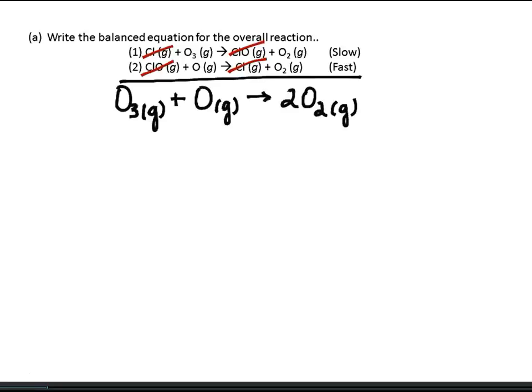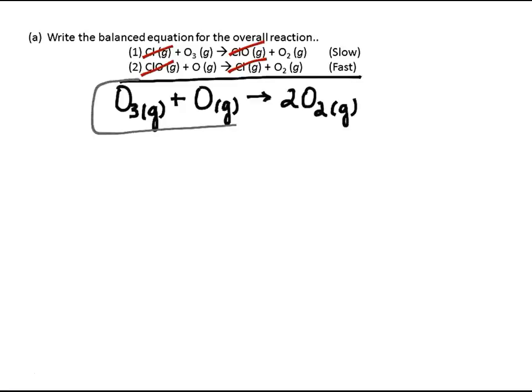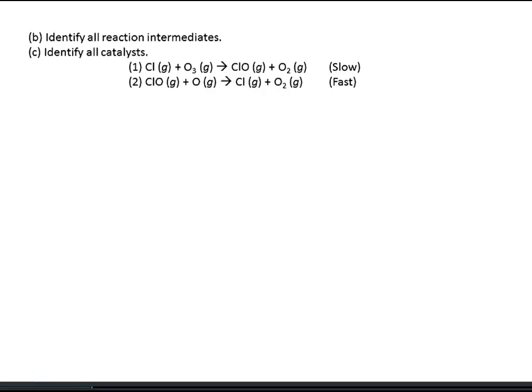Hypochlorite, chlorine monoxide, is an intermediate, which we'll talk about. And the chlorine atom there appears to be a catalyst, which we will also talk about. When we cross off what's on the left and on the right, that leaves us with 1 O3, ozone, plus 1 oxygen atom leads to 2 molecules of molecular oxygen. That's our overall reaction, so we'll circle that. Let me know if that doesn't make sense. Move on to part B.